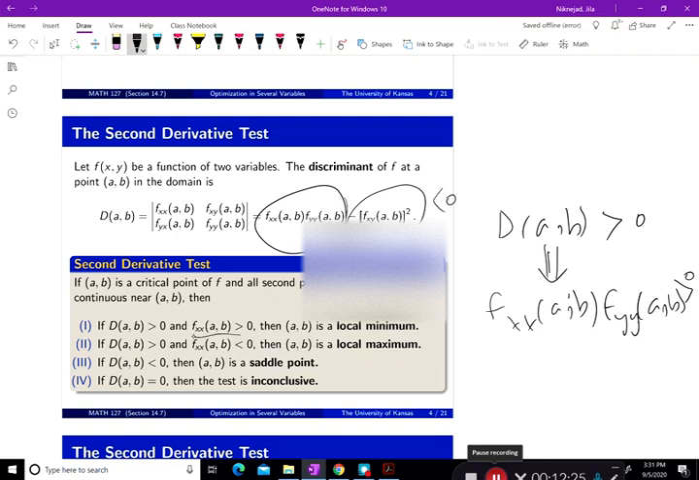So when you're saying f sub xx is bigger than 0, and you know this product is bigger than 0, it means f sub yy is also bigger than 0. If you're saying f sub xx has to be less than 0, and the product is bigger than 0, then the other one has to be less than 0, sorry. So the sign has to match if the discriminant is bigger than 0. That's the main thing. You just check one of them, and because the discriminant is positive, the other one has the same sign also.